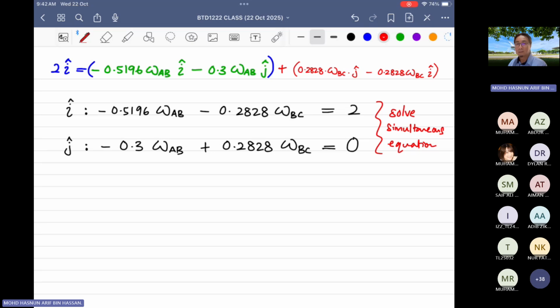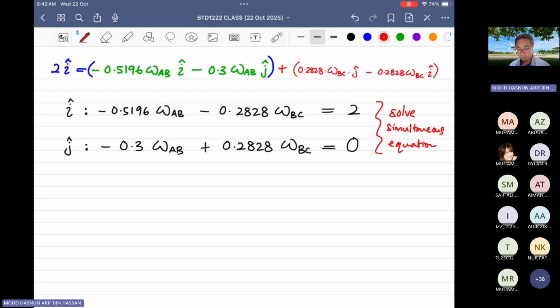I hope you know how to use your calculator to solve simultaneous equation. Later, I will show in the class. Next week, Monday, we have a face-to-face class. So I will show in the class next week how to use your calculator to solve simultaneous equation. For now, you can try to Google how to solve simultaneous equation using your calculator. So let's try to solve this.